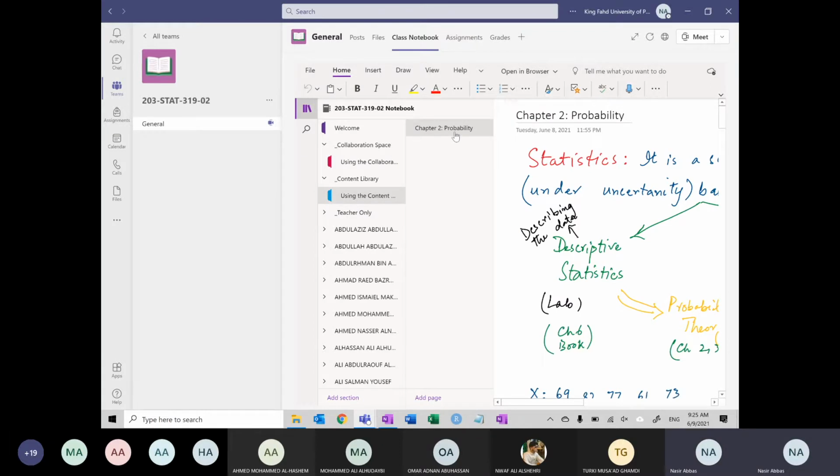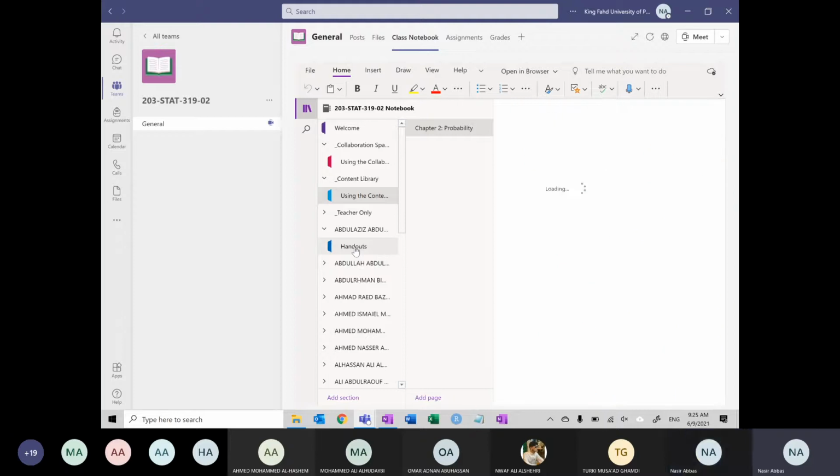Now in this content library, you will only be able to see a single page, which is probability chapter. As we keep going in the course, you will see more pages here. And then you will be able to see your name. For example, Abdul Aziz, when you open your folder, you'll be able to see a single section here, handouts. This will be an empty single section.